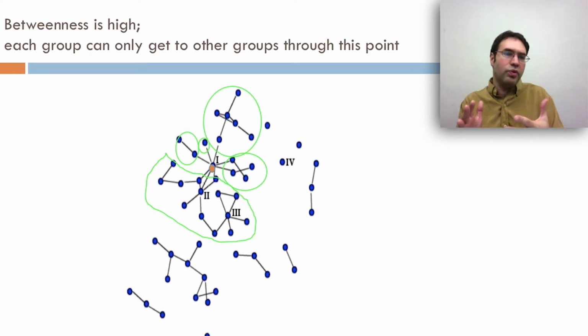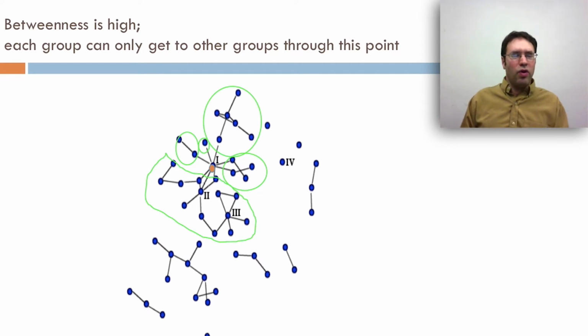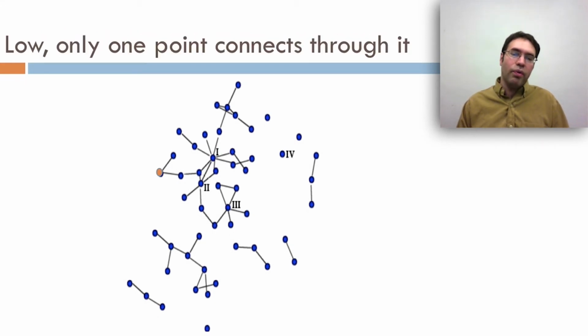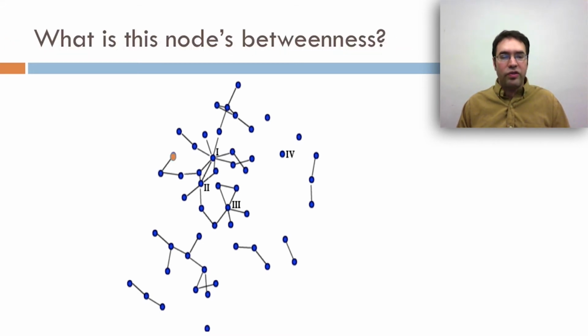For this graph, the betweenness is high because each group can only get to other groups through this point. There's actually 5 groups that each independently can only get to the other groups by going through I. So it's going to have pretty high betweenness. How about this node's betweenness? It's going to be low because there's actually only one point that connects to anything else through it. What about this node? It's going to have no betweenness. Nothing goes through it. This is the least popular kid in the whole graph.